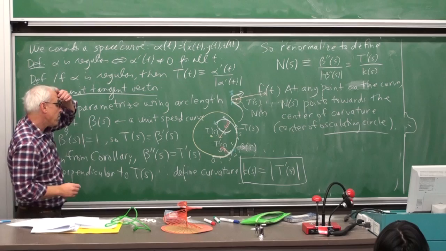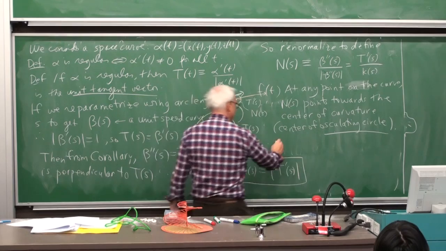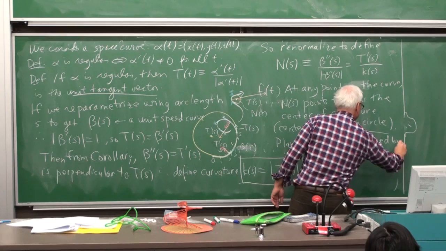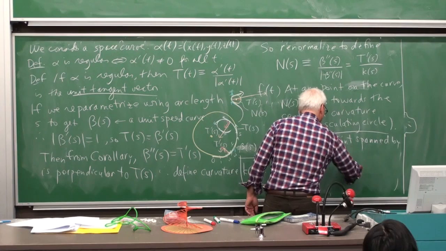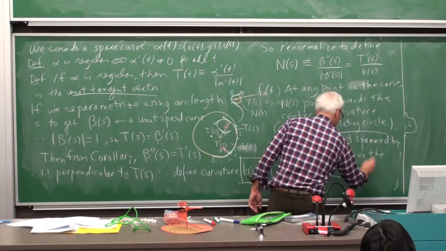For this reason, the plane spanned by T of S and N of S is called the osculating plane. The plane at any point spanned by the unit tangent vector and the unit normal vector is the osculating plane of the curve at that point.